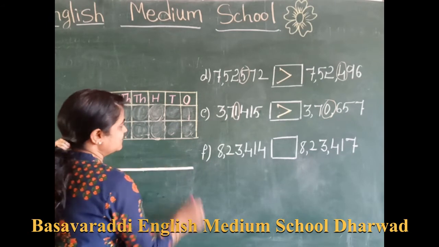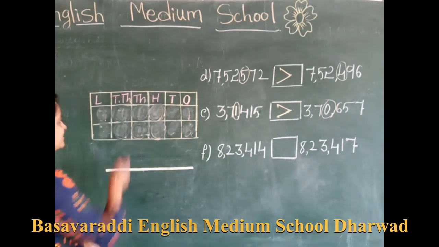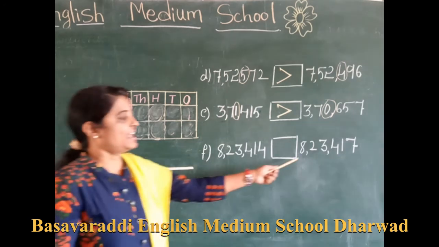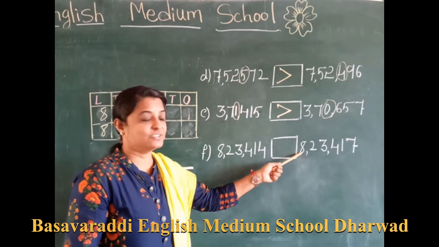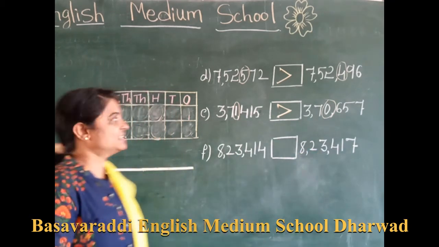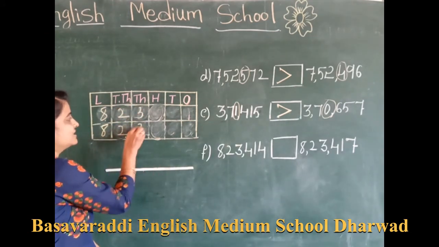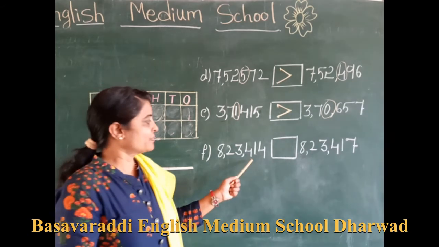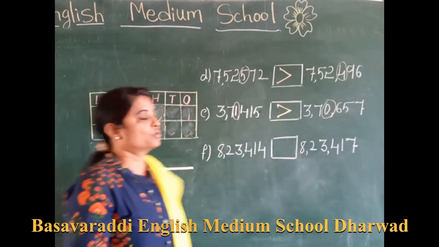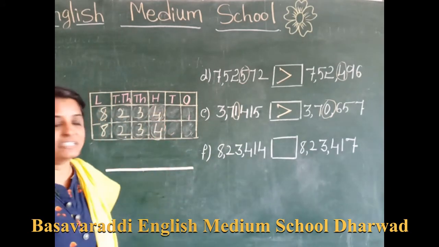Yes. See here, in the lakhs place, on both sides we have an 8. Then in the 10,000s place you see 23,000. Here also it is 23,000. Then next come to the hundreds place. Here it is a 4 and here also it is a 4. In both we have 4. So we did not get a comparison here either.